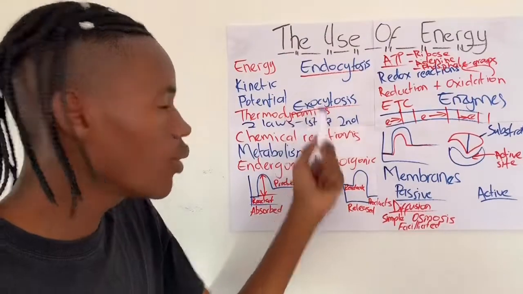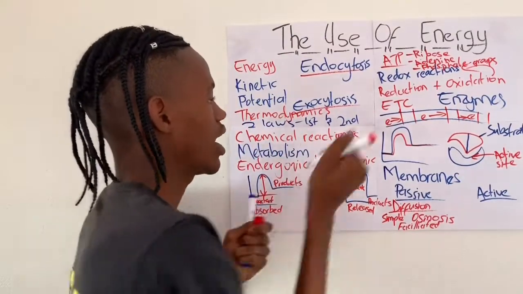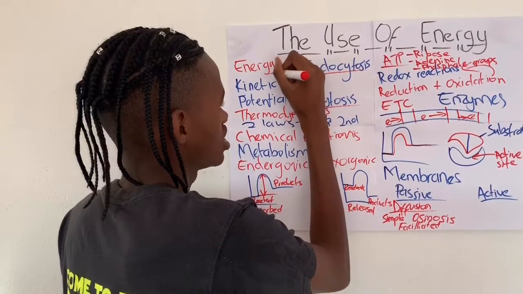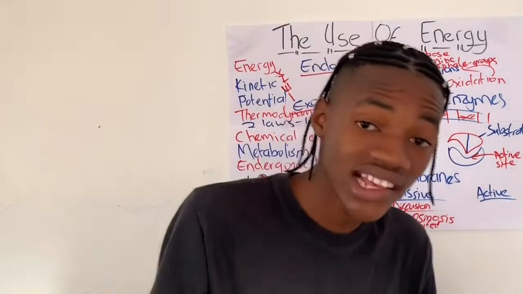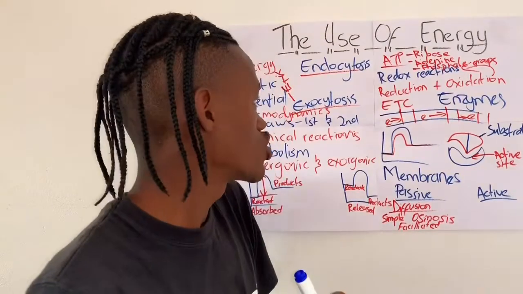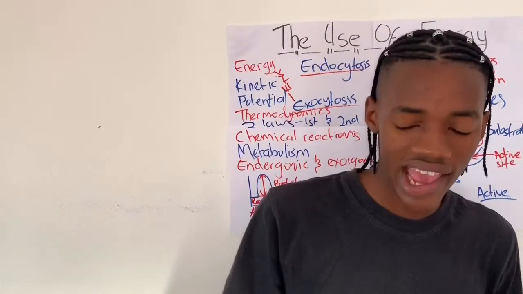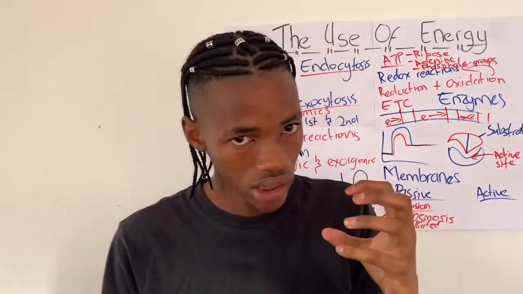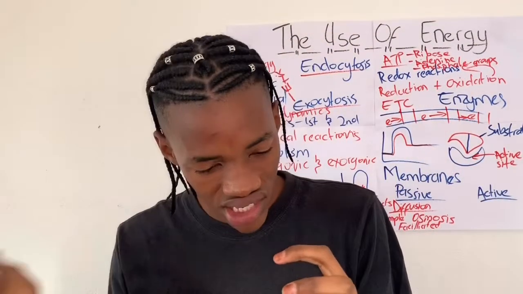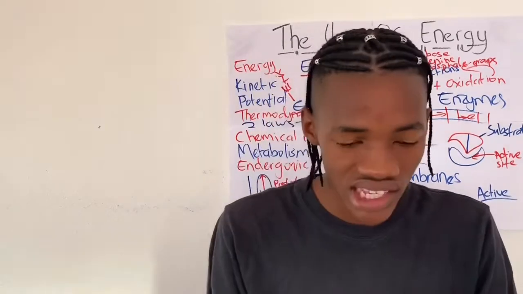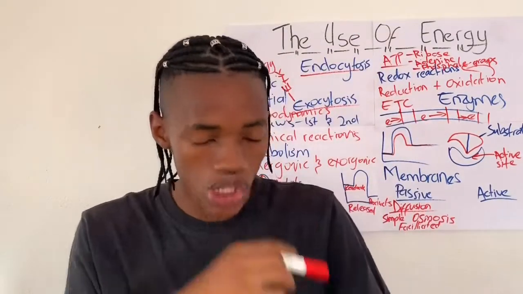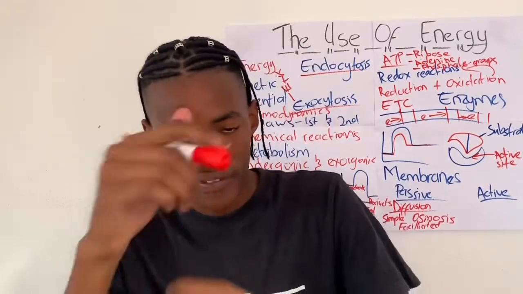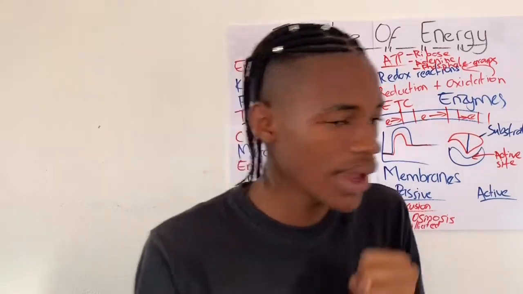Exo means like X, as in exit, right? X as in exit. That is how I remember it. So what happens in exocytosis: a vesicle is created within the cell, and the vesicle encloses all the substances that need to move out of the cell, and then the vesicle attaches to the cell membrane.